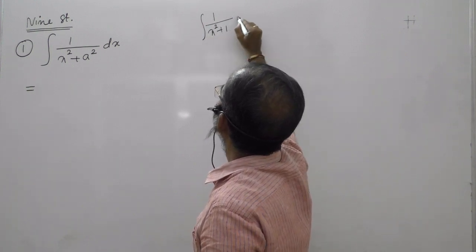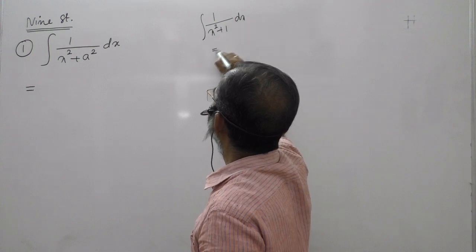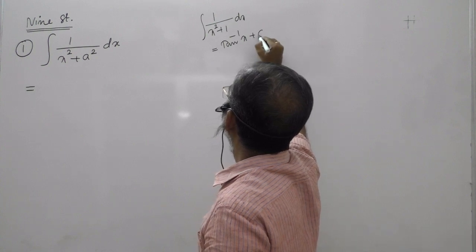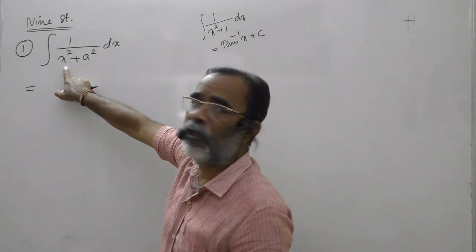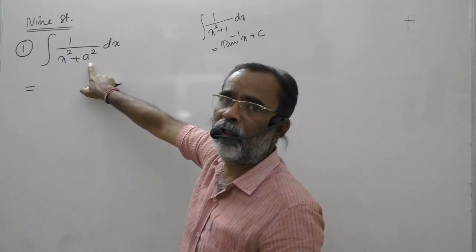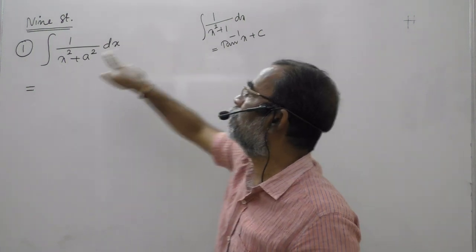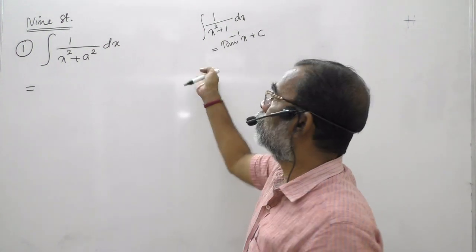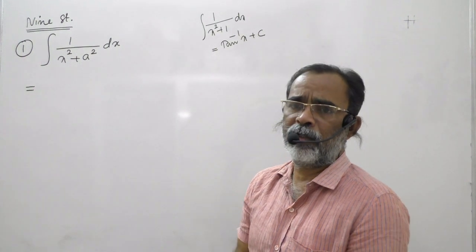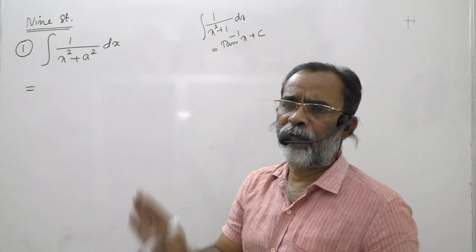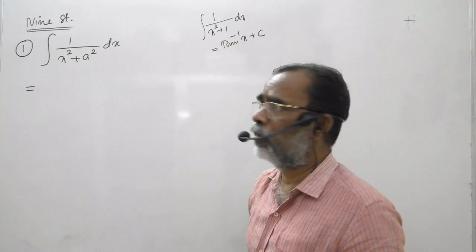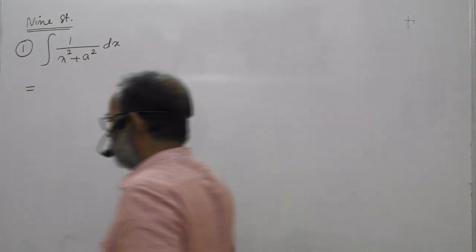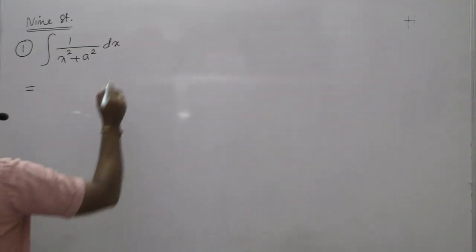Integral of 1 by x square plus 1 into dx. What was this? It is tan inverse of x plus c. What is there here? x square plus a square. Here the variable is as it is, but the constant has changed. Are you observing? We have seen a procedure for when the variable is linear, but here the constant has changed. Okay, now we will see how to solve this.